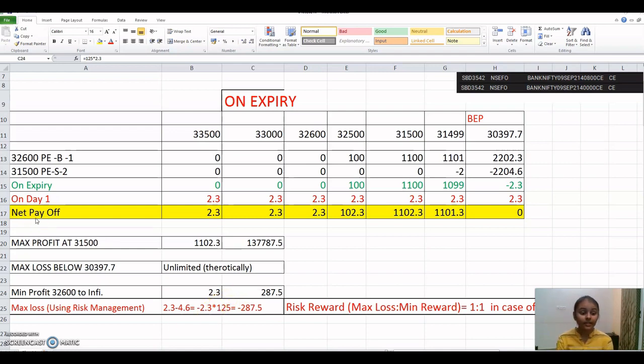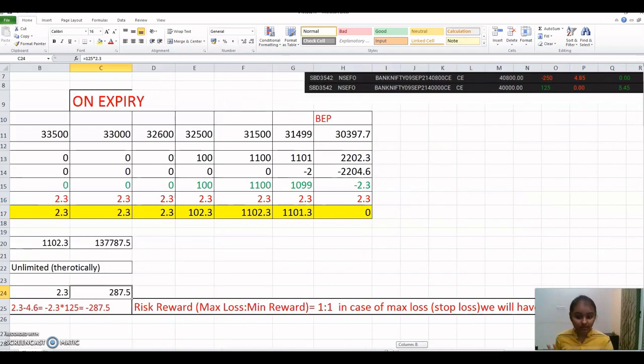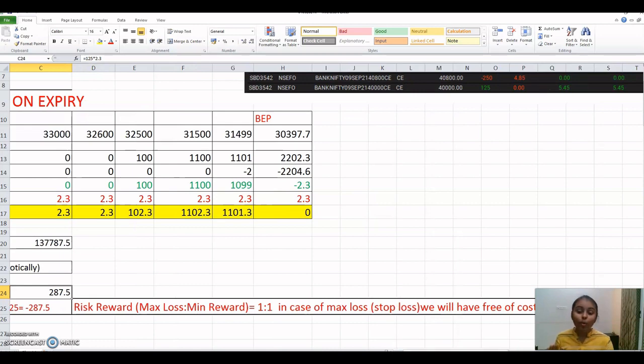Though the risk is theoretically unlimited, we are going to make it limited. We are going to make it limited once the market reaches 32,600. We are going to square off all the positions at profit. If someone is willing to keep a stop loss for this strategy, they can go with 2.3 minus 4.6, which is the stop loss. 4.6 is the stop loss. So 2.3 minus 4.6, which is minus 2.3 into 125 the quantity, which is minus 287.5. And then the risk reward, maximum loss to minimum reward, will be 1:1.